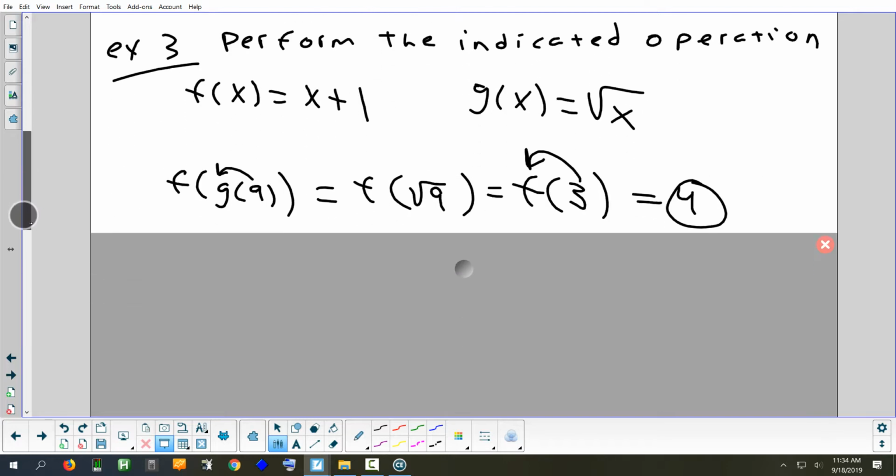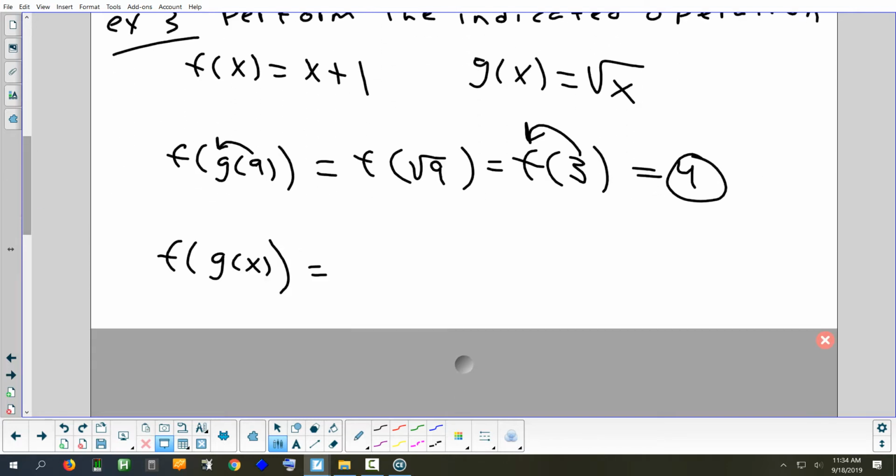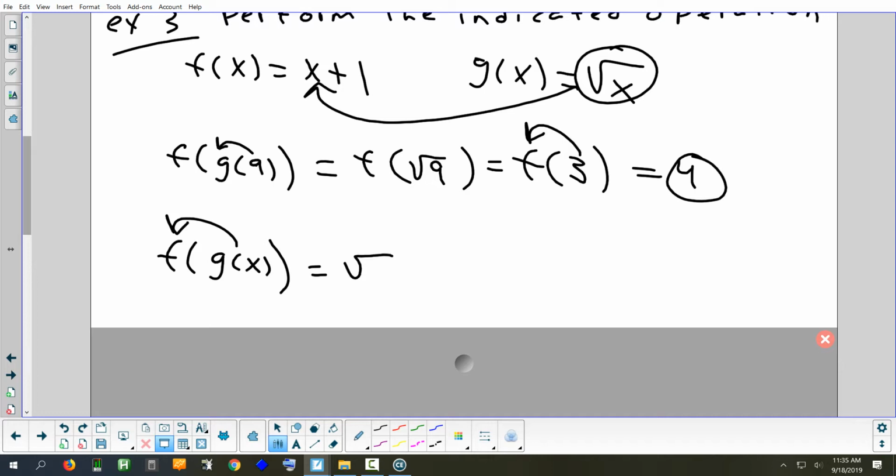Now, let's do it again with letters. f of g of x. Chris, what's my inside function there? g of x. Take g of x and plug it into f. So when you do that, you're going to get the square root of x plus 1.